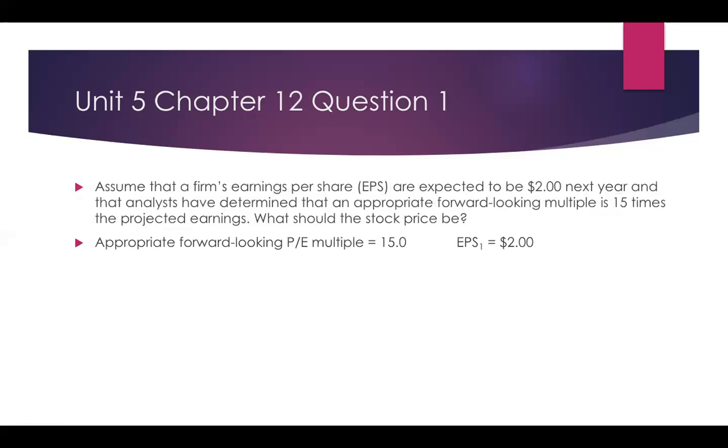So we do know what we have here. We know our appropriate forward-looking PE multiple is 15. And we also know our earnings per share is $2. The equation we're going to use here multiplies these figures, which will give us a stock price of $30.